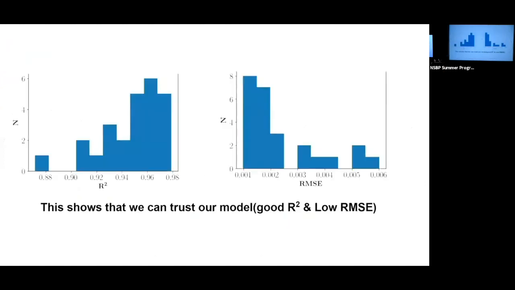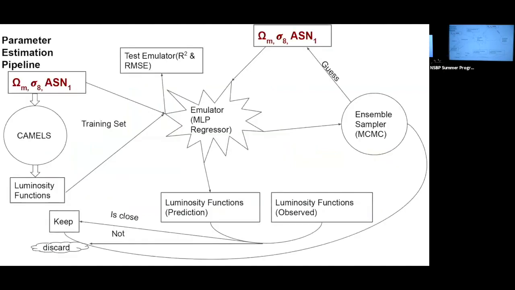As we can see in the next slide, we had a very good R-squared distribution and low RMSE. For R-squared, the closer this value is to 1, the more accurate we are. The lower the RMSE, the better. So let me go back to the previous slide. What the emulator does is take the job of CAMELS and do what CAMELS is supposed to do, since it takes much less time and it's not expensive to run.